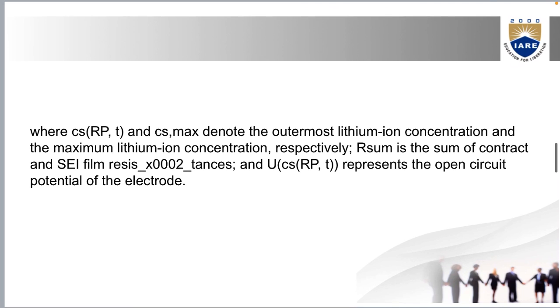where Cs(Rp, t) and Cs max denote the outermost lithium ion concentration and the maximum lithium ion concentration respectively. Rsum is the sum of contact and SEI film resistances, and U(Cs(Rp, t)) represents the open circuit potential of the electrode.